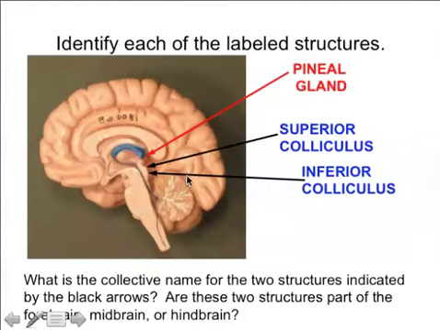This is the superior colliculus that receives and relays information having to do with vision, and this is the inferior colliculus that receives and relays information having to do with hearing, okay, as well as balance. And the collective name for these structures is the corpora quadrigemina, which is Latin for 4 bodies. Are these structures part of the forebrain, the midbrain, or the hindbrain? They're part of the midbrain.